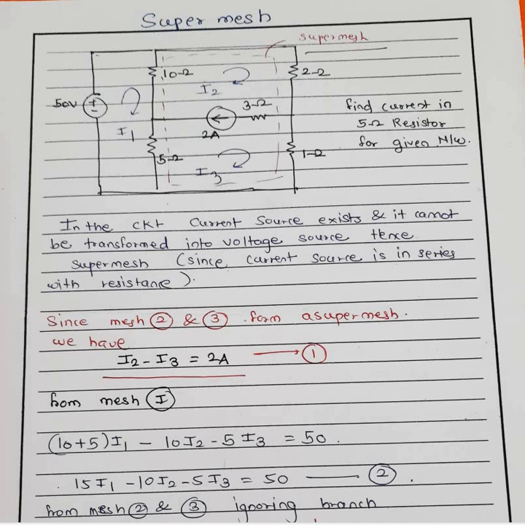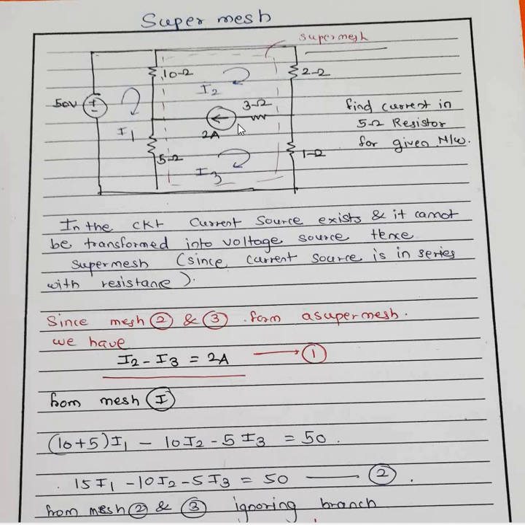Let us discuss one small example related to supermesh. Supermesh is a concept that forms when two meshes have a common current source, that means dependent or independent. For example, this is a circuit where we have a common current source. Here you can see there are a total of three meshes, and in between these two there is one current source. Now in this situation we have to apply the concept of supermesh.